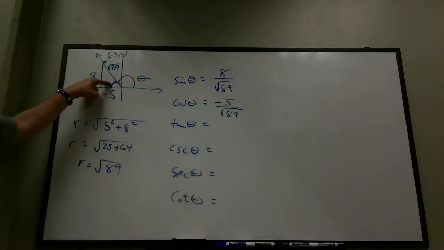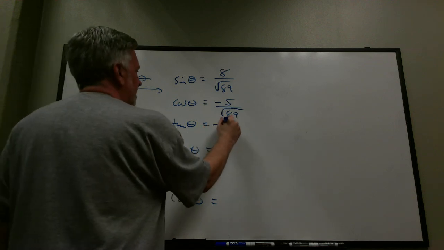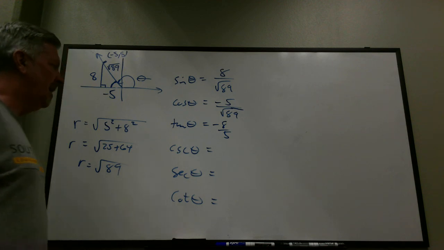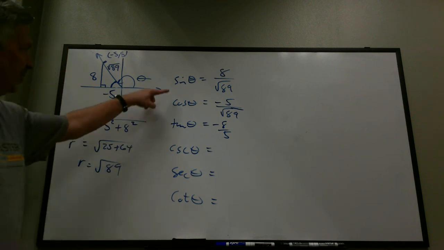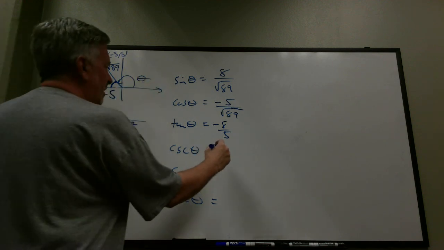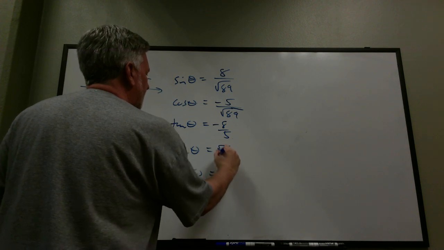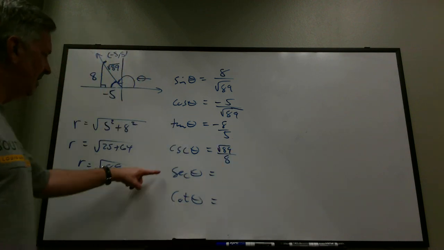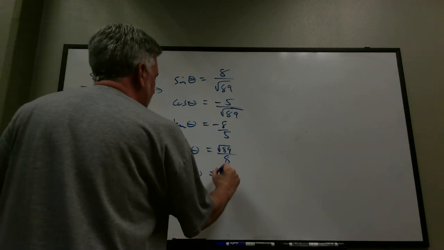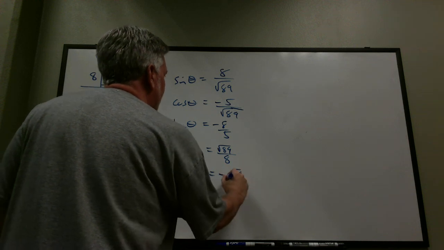Okay, now what about tangent? Tangent is y over x, or opposite over adjacent, minus 8/5. And you can get the other 3 by taking reciprocals. Sine and cosecant are reciprocals of one another. That's square root of 89 over 8. Secant is the reciprocal of cosine. So it's minus the square root of 89 over 5.